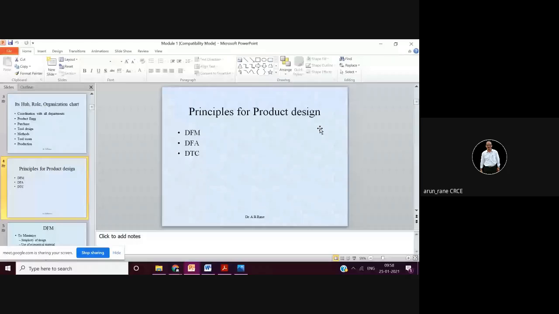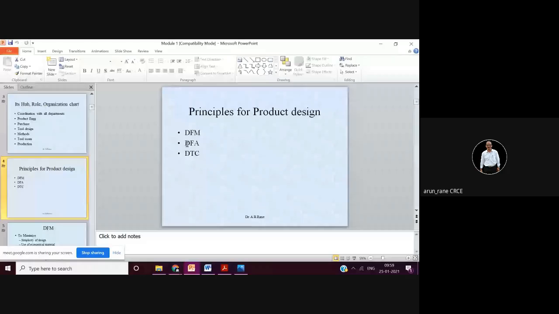So product engineering means product design. So you have to remember three things here in product design, that is DFM, DFA, DTC, and again very important from the examination point of view because short notes, 5 marks. What is DFM? What is DFA? And what is DTC? So DFM stands for design for manufacturing. That is, whatever you design should be manufacturable. Then DFA stands for design for assembly. That is, whatever you design, there should be ease of assembly.